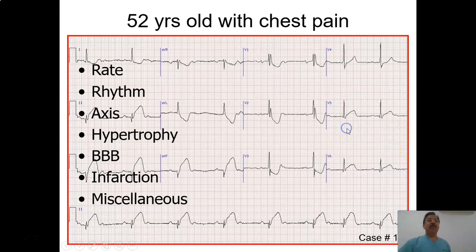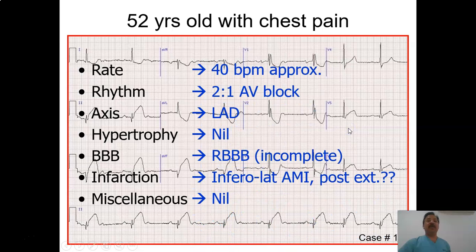Anyhow, the ECG findings include a rate of 40 beats per minute, and the rhythm is important here: 2 to 1 AV block. There is left axis deviation, no hypertrophy. There is an incomplete right bundle branch block. Possibly there is an infralateral acute myocardial infarction. In fact, it's an inferior wall myocardial infarction with posterior extension. And the patient is, of course, in chest pain.